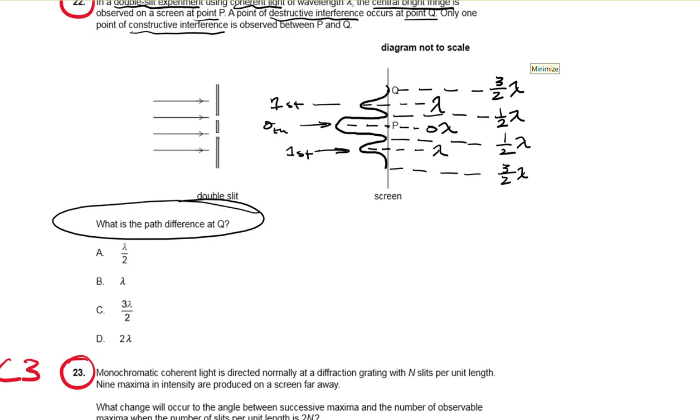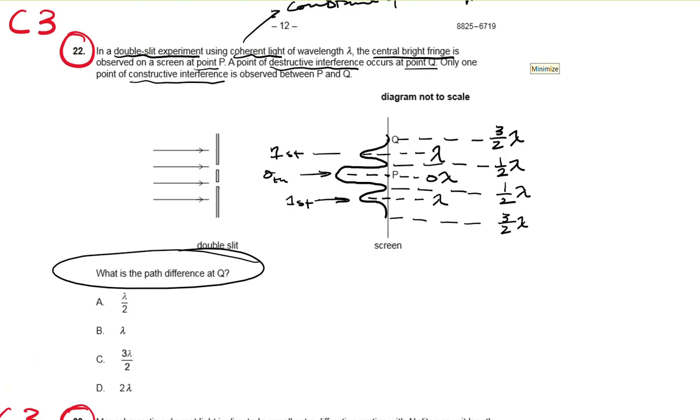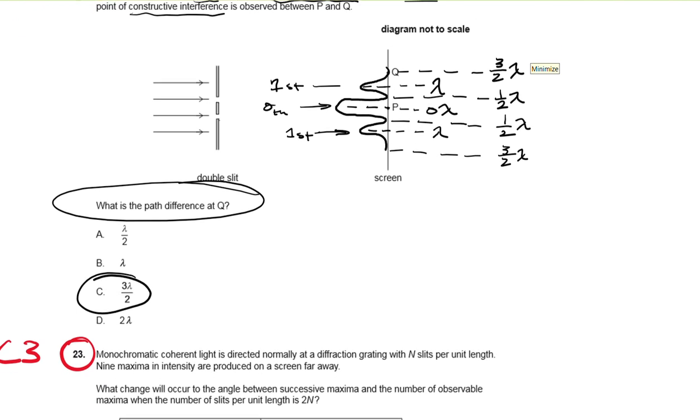And so when they're saying what is the path difference at Q, we already know that it's 3/2 of the wavelength, because there must be one secondary maxima here, so it cannot be half because there's another minima right in between.